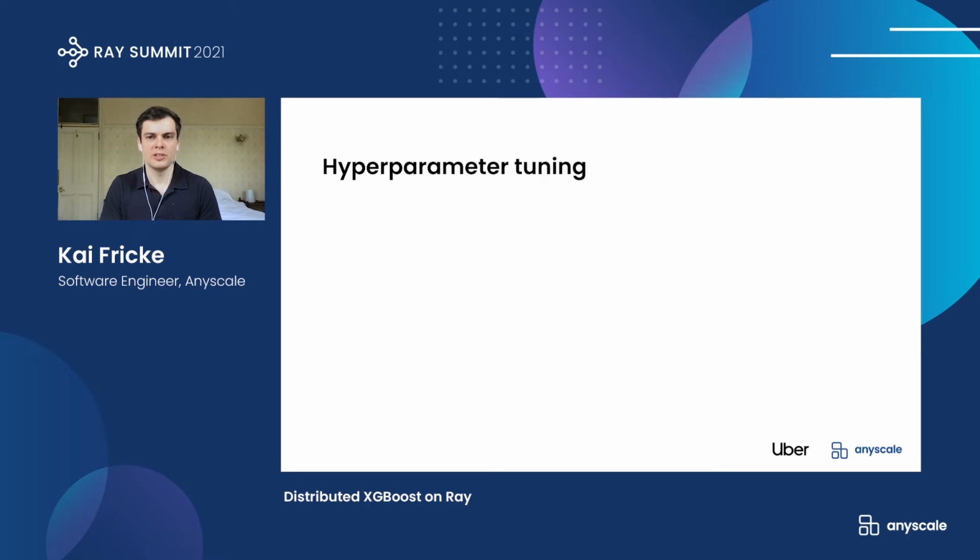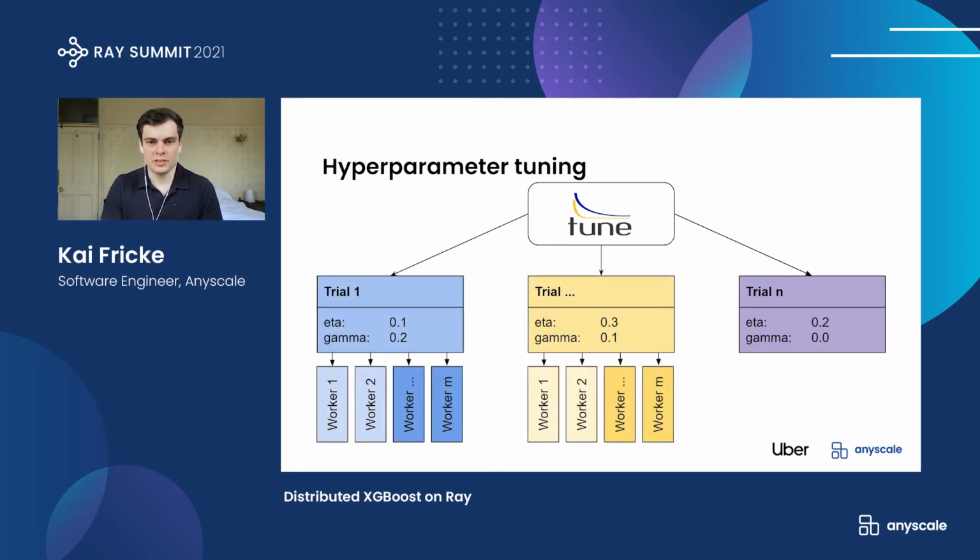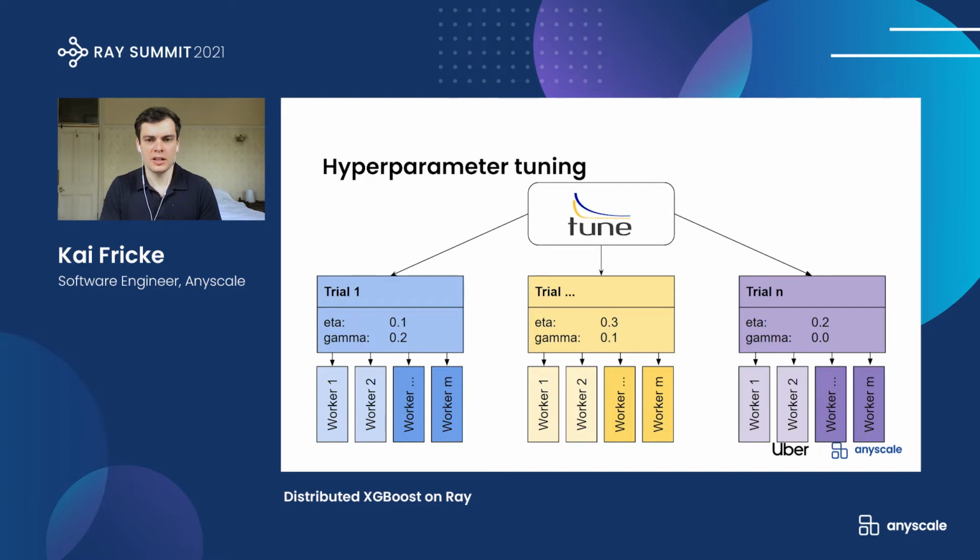For hyperparameter tuning, we worked on a seamless integration with RayTune. Using RayTune, we can start multiple distributed training runs. Each of these trials uses its own hyperparameter configuration. And each trial then starts a number of distributed workers. The workers are scheduled so that workers of a single trial are co-located. This is done to minimize the number of trials impacted by node failures.